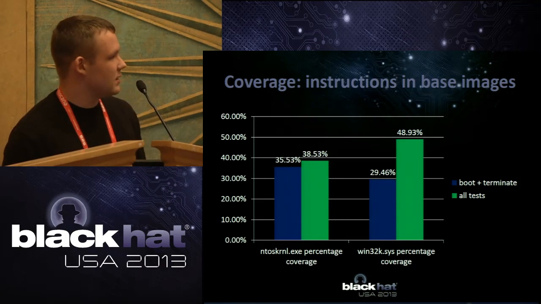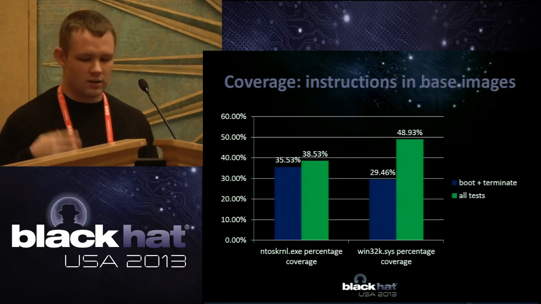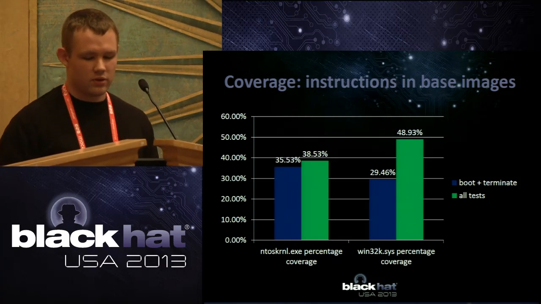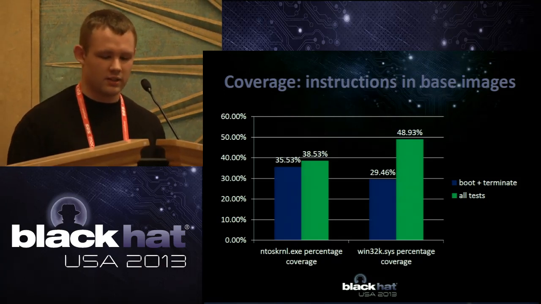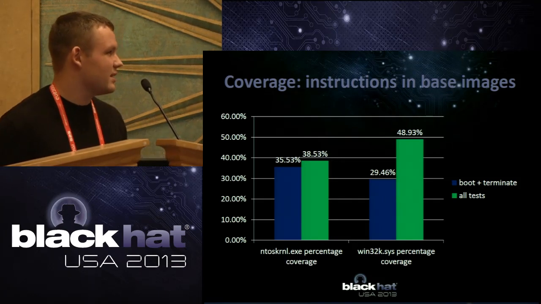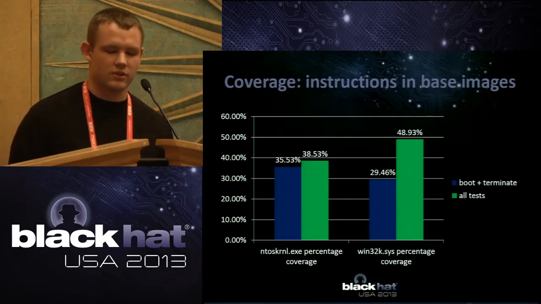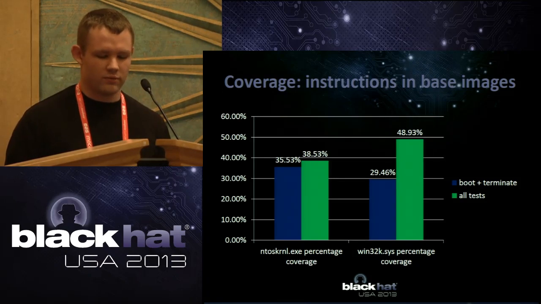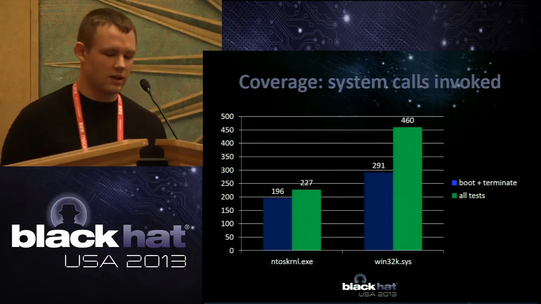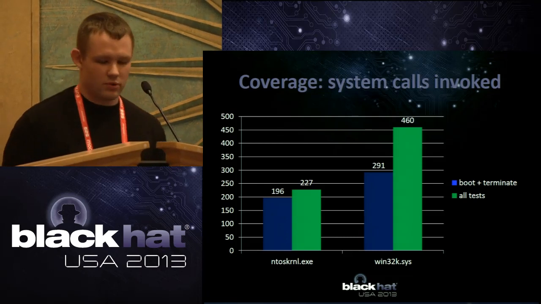The blue part is the code coverage that we got by just booting up the system and terminating it, and the green one is for running the system and running all of the tests that I listed before. So for Win32k it's not really that bad, it's like 50% coverage, but there's still much room for improvement. Then we have the statistics for the system calls invoked, which are really similar to the previous slide.